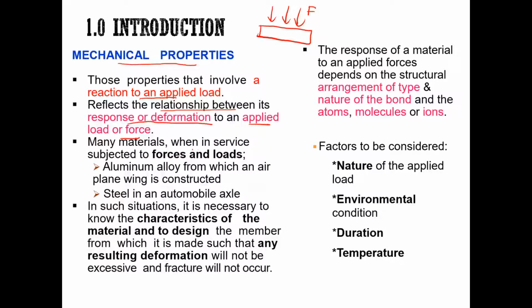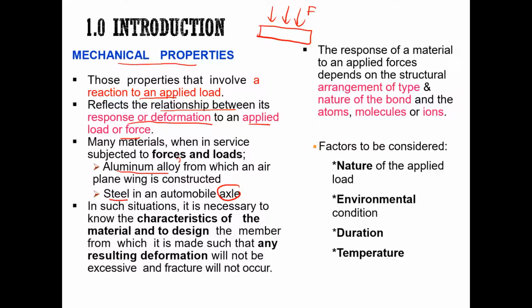Okay, so many materials in service are subjected to forces and loads. For example, the aluminum alloy from which an airplane wing is constructed. So why do we use aluminum alloy instead of thousands of other materials? And another one is steel in an automobile axle. So why do we use this steel in an automobile axle?